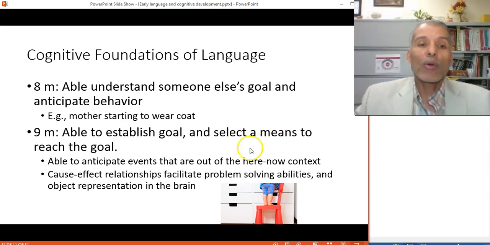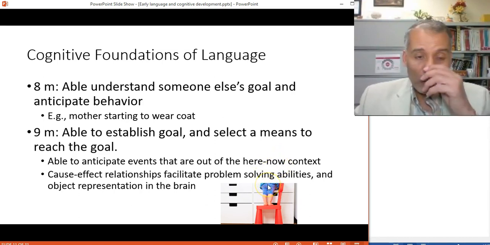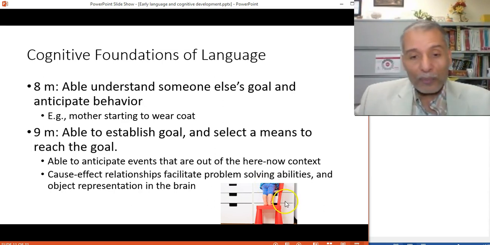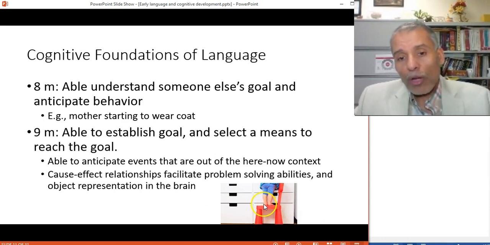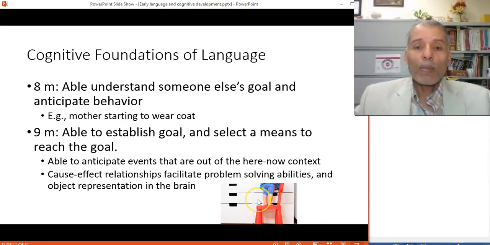At 9 months of age, the baby is able to establish a goal for himself or herself, to select a means to achieve that goal, as I explained, like seeing a cookie jar on the counter and dragging a chair, standing on it, and then going up, or trying to go up. Of course, a 9 months old cannot do that, but there are 9 or 10 months olds who can go around and try at least, or point and try to get someone's attention so that they can achieve their goal.